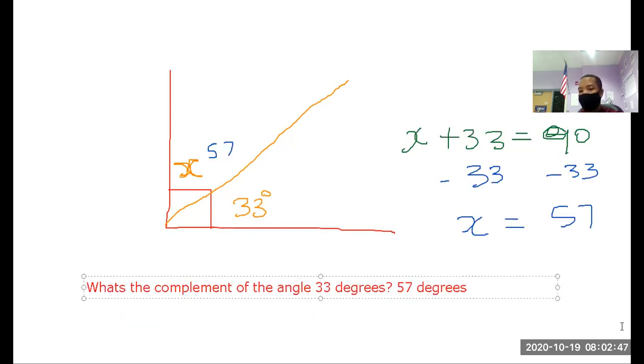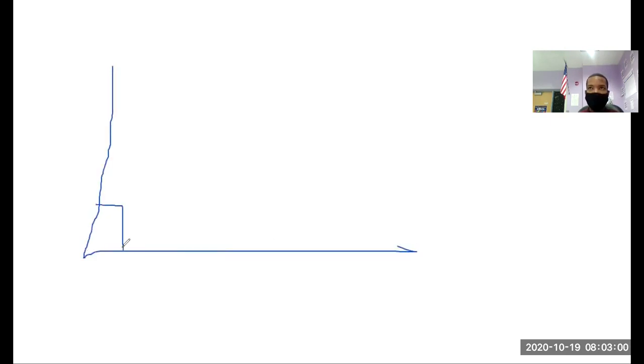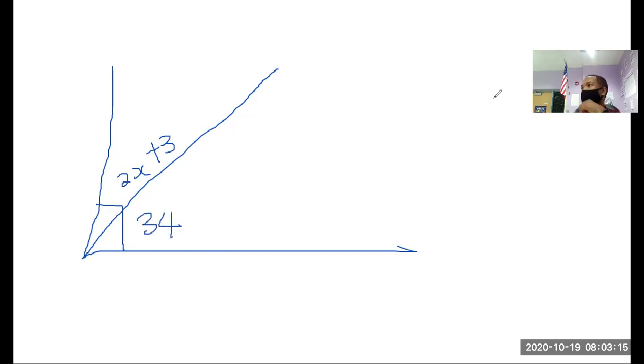That's complementary angles. So now let's just extend this a little bit further. I want to see how we'd write this equation. If I have an angle, say this is 90, but I say this right here is 2x plus 3. And this right here is 34. And I say both angles are complementary. Find x, but then also find what the angle is. What would be the equation for this one?